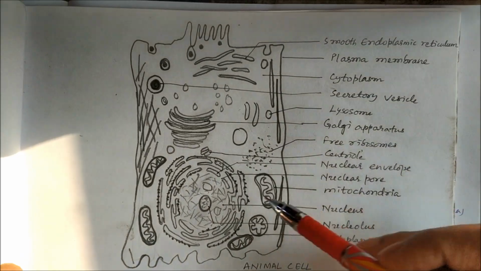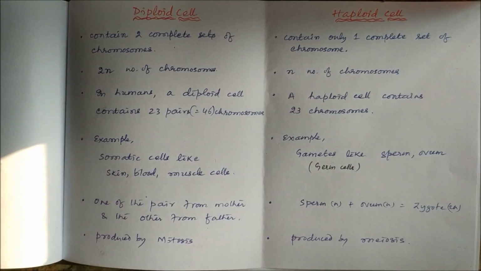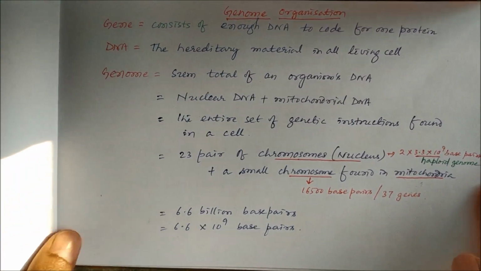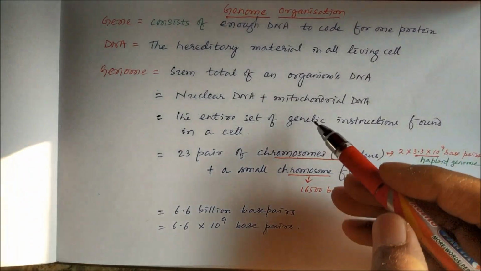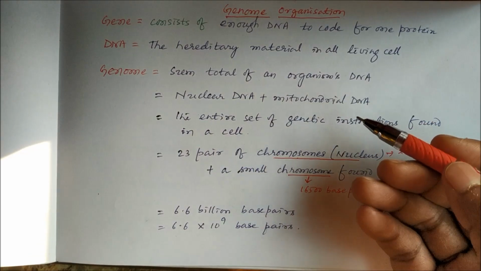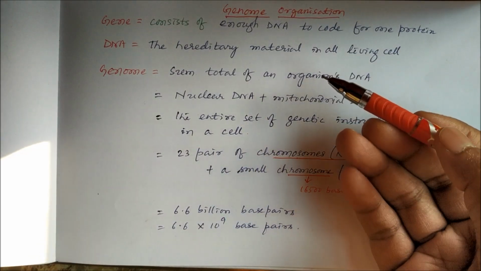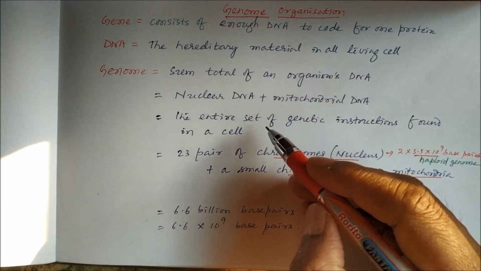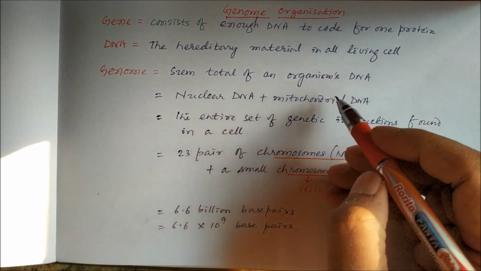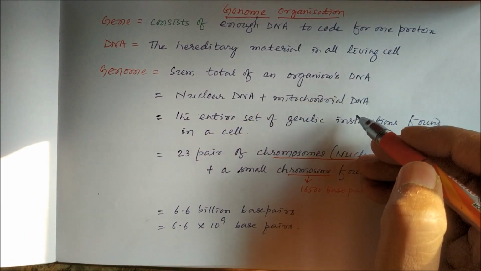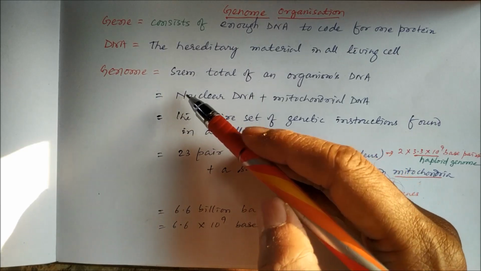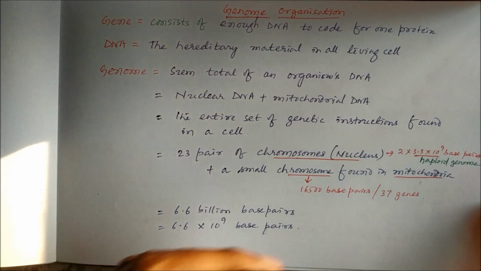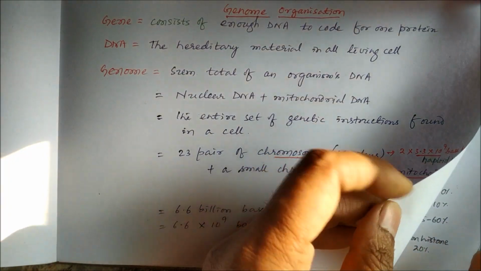And this chromosome, how it is present, and you can see that this we call the genome, the chromosome or the DNA, which is the hereditary material in all living cells. The nuclear DNA and the mitochondrial DNA in an animal cell together are known as the genome. So the entire set of genetic instructions found in a cell is the genome, and how this genome is organized.